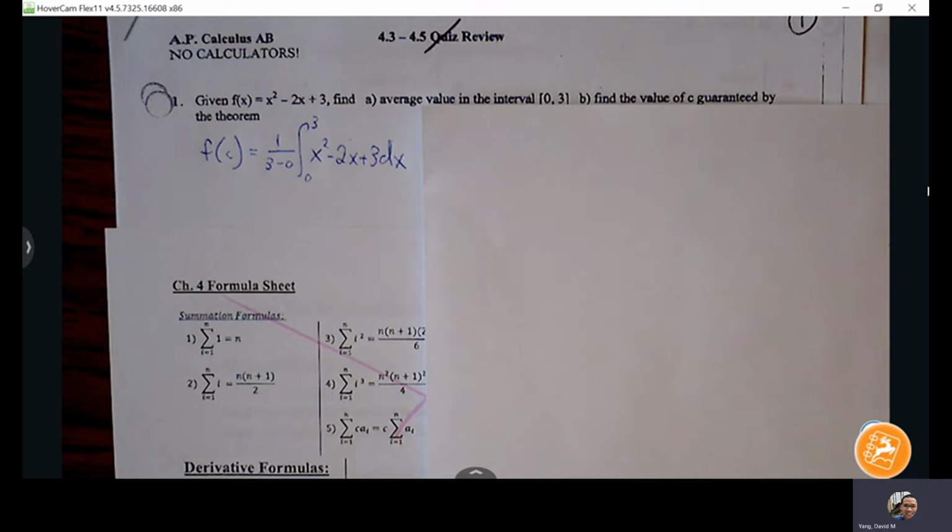X squared becomes x cubed over 3. We got to add 1 to the exponent, divided by that exponent. So x cubed over 3. 2x becomes x squared, 2x squared over 2. The 2's cancel out, and the 3 becomes what? Good, 3x. Doesn't go away.